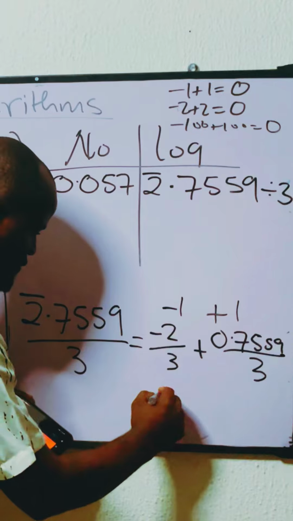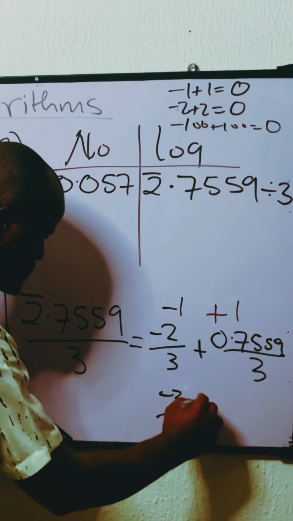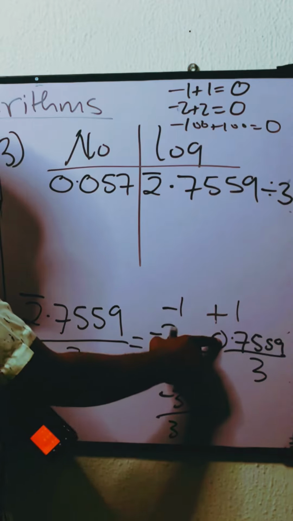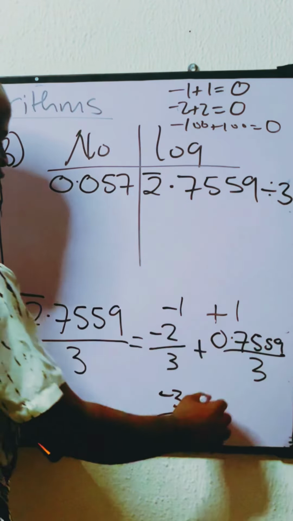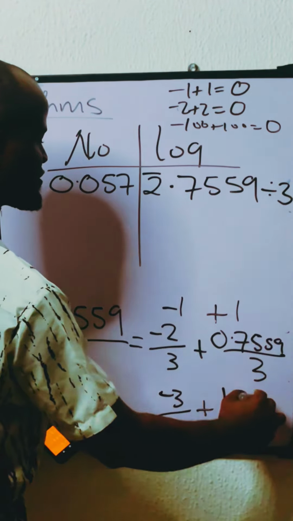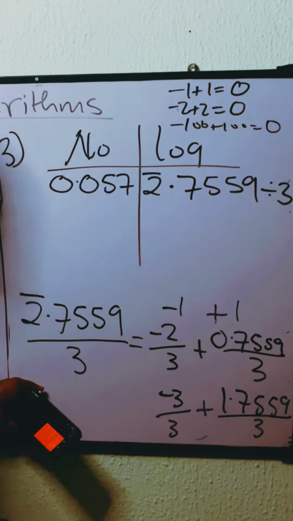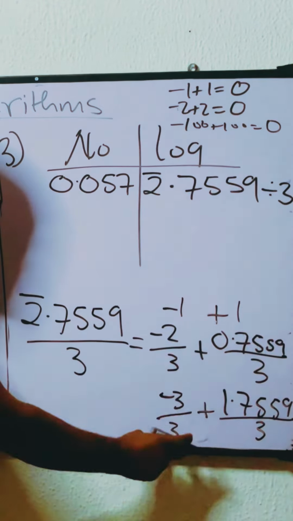So we'll come down here, right? Minus 3 over 3 plus, so plus 1, where it's going to naturally sit here because it's a whole number. So this becomes 1.7559 divided by 3. So now it's easier for us to get a whole number.